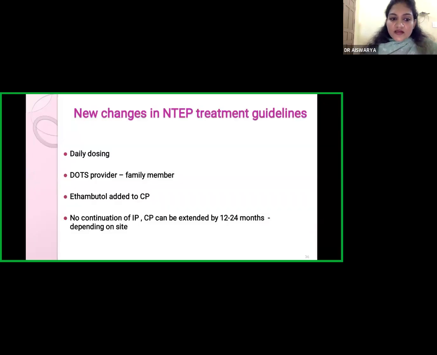Next. So there are new changes in the NTEP compared to the RNTCP. Here it is daily dosing. Previously we usually gave a thrice weekly regimen. Today TB is treated based on a daily dosing regimen. Previously the dose provider was an ASHA worker or some health trained worker. Currently the dose provider is a family member. And ethambutol is now added to the continuation phase. Previously, it was not there. And currently, the intensive phase is not extended beyond 2 months. The continuation phase can be extended depending on the site of the TB.